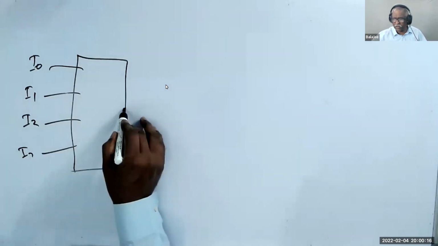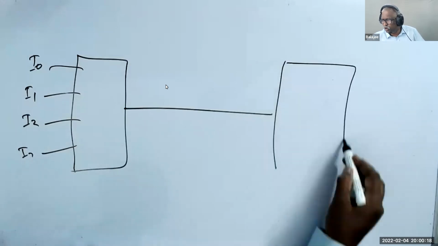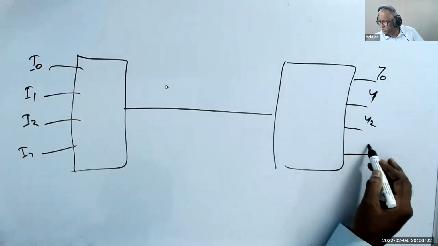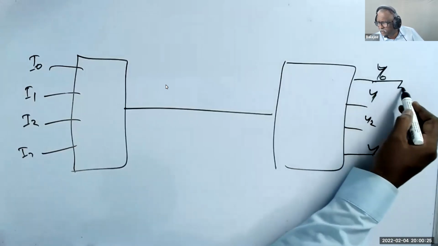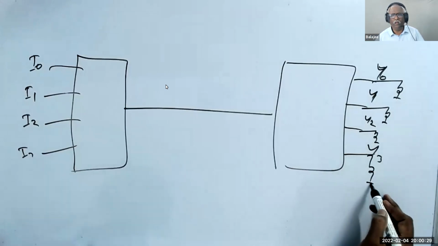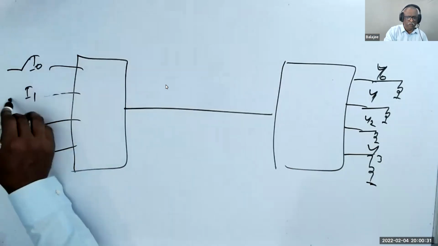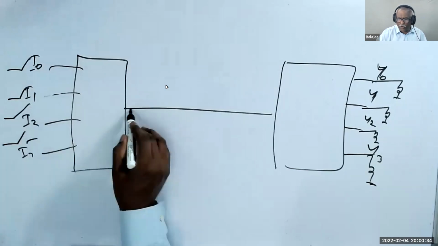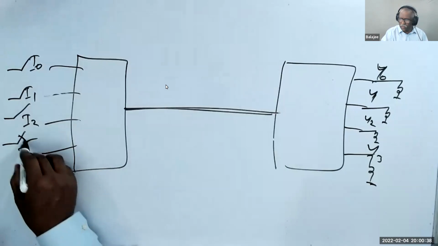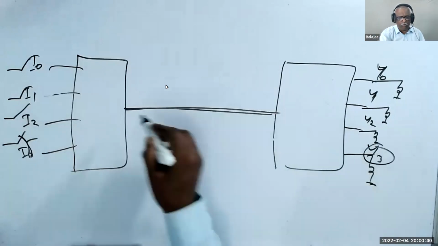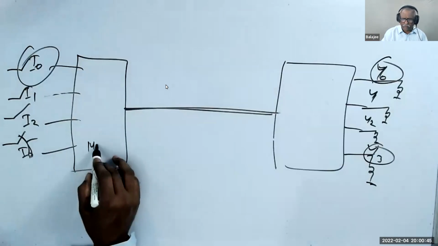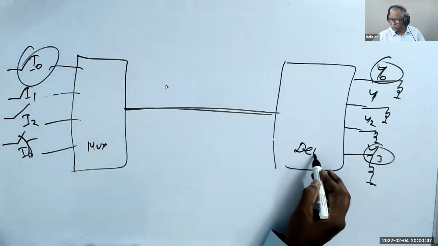I have only 1 wire. I have 4 outputs: Y0, Y1, Y2, Y3. Understand? I have a bulb here, I have a bulb here, and I have a switch here. How many wires do I have? 1 wire. Now, if you put switch I3, then Y3 should glow. If you put I0, Y0 should glow. That is what? Mux and demux.